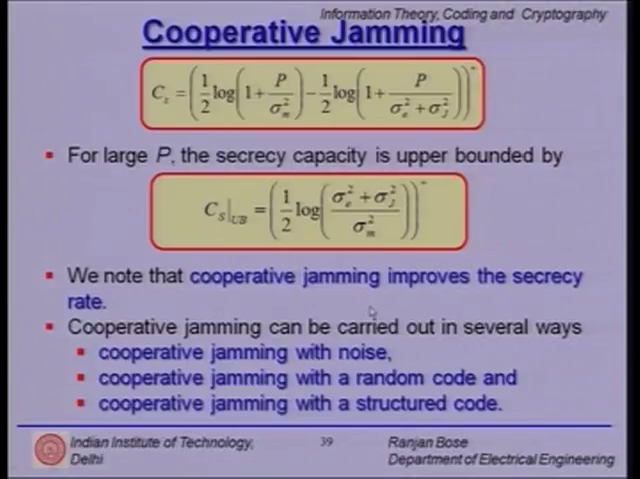There are many ways to do cooperative jamming, and some of the ways are cooperative jamming with noise, cooperative jamming with random code, and cooperative jamming with structured codes.